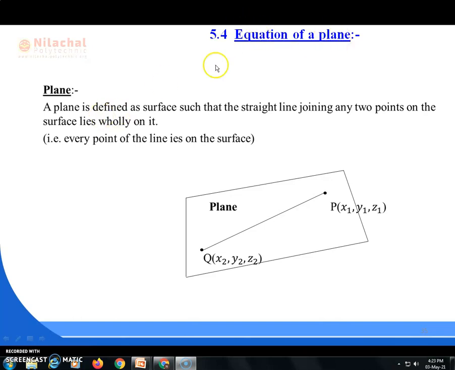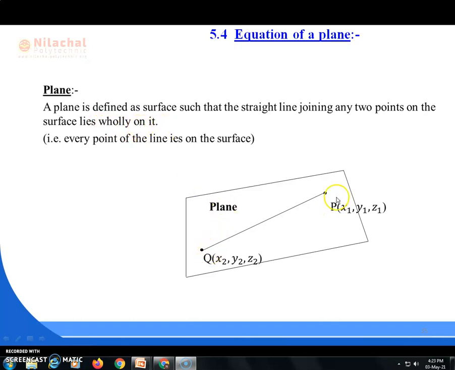Equation of a plane. What do we mean by plane equation? A plane in three dimensions is defined as a surface such that the straight line joining any two points on the surface lies wholly on it.